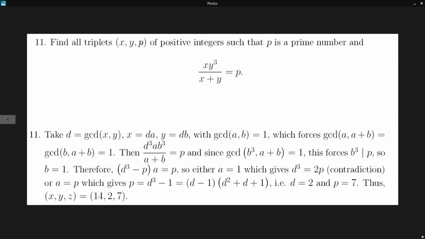Find all triplets x, y, and p of positive integers where p is prime. So x and y are positive integers, p is prime, and they satisfy this. Now, it's not stated anywhere. There's nothing about GCD in this question, right? But you could use the GCD to help you solve it. And this is how you would introduce the GCD in a question. This is the solution now here.